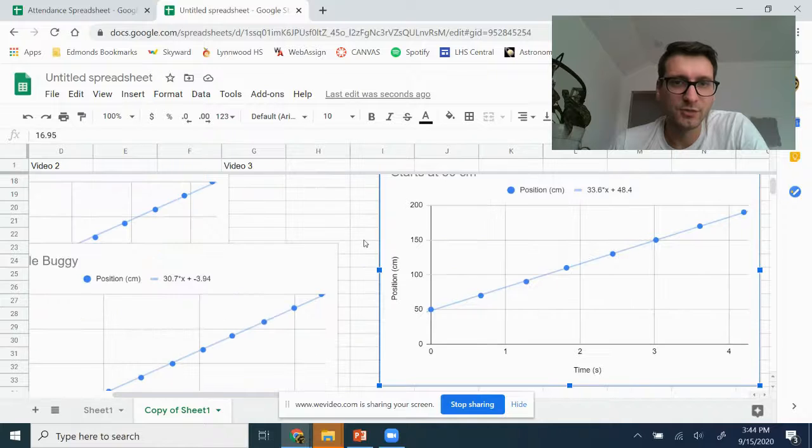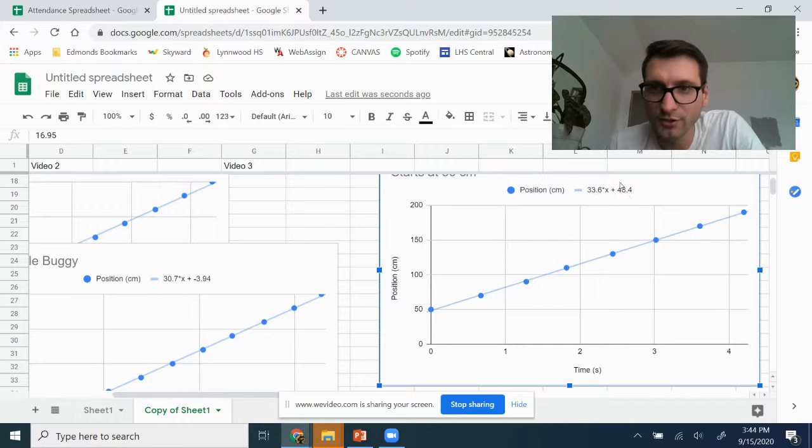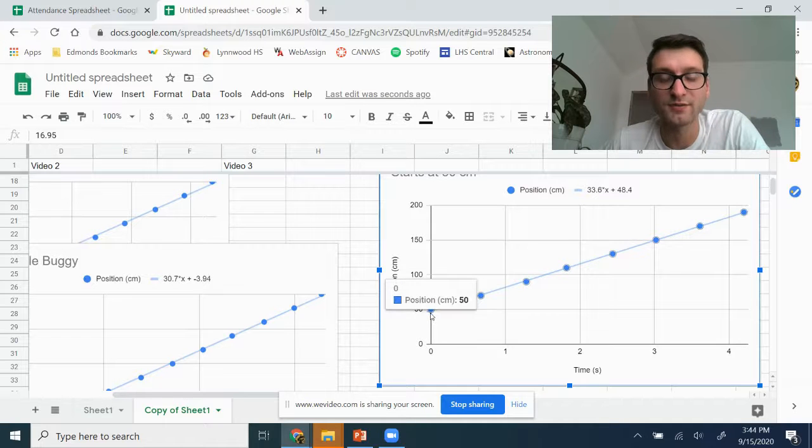we can see that the slope is roughly the same, right? The old slope was 30.7. The new slope on this one is 33.6. So roughly the same speed, which makes sense because both of them are the fast tumble buggy. But if we note the new y-intercept is 48.4, really close to 50, right? You can see that line coming down and being at 50 because the car starts at 50.